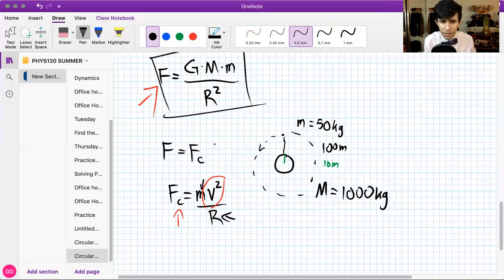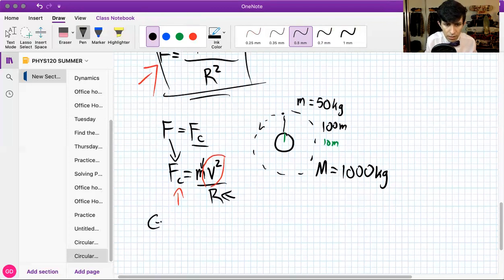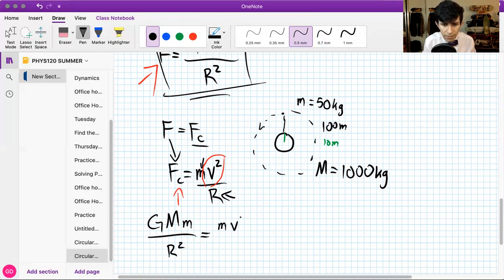What we do now is, since F is equal to F centripetal, we're going to replace this in here with this equation. So what that means is we have G times the big mass times little mass divided by radius squared. That is equal to mass times V squared over R, big R. Okay. So this is going to get us our answer because we're going to have everything else.